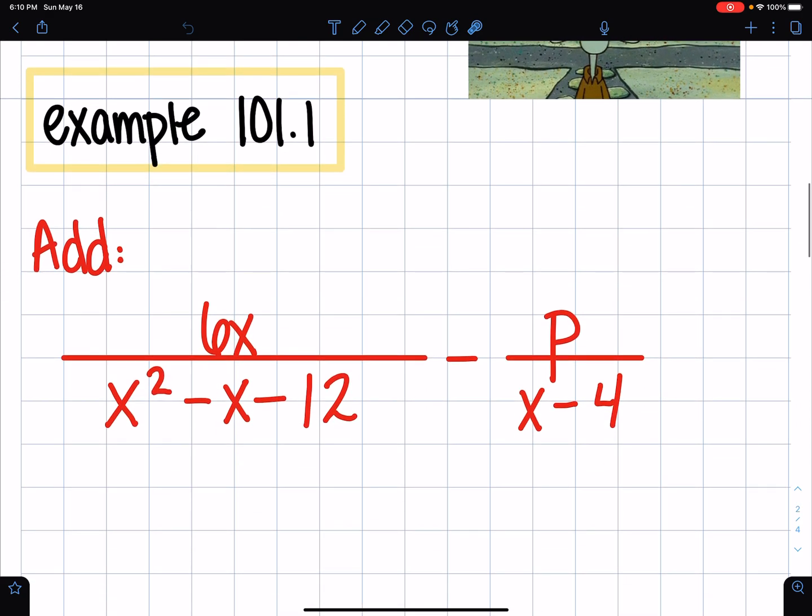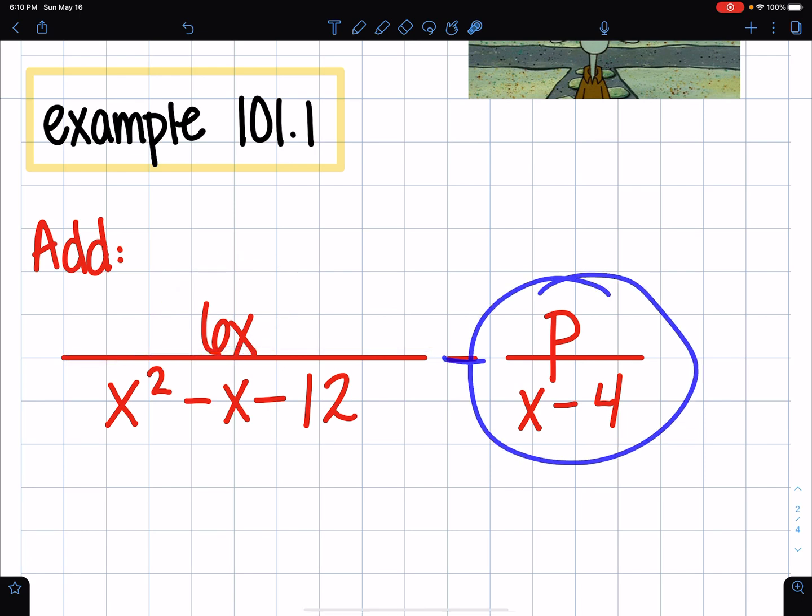Okay, example 101 says add, which is interesting because over here there's a subtraction, but as you know, subtraction is the same as adding a negative. So they say add, but I just thought that was kind of interesting. Okay, so we're going to add 6x over x squared minus x minus 12, and then we're going to subtract this whole thing from it, p over x minus 4.